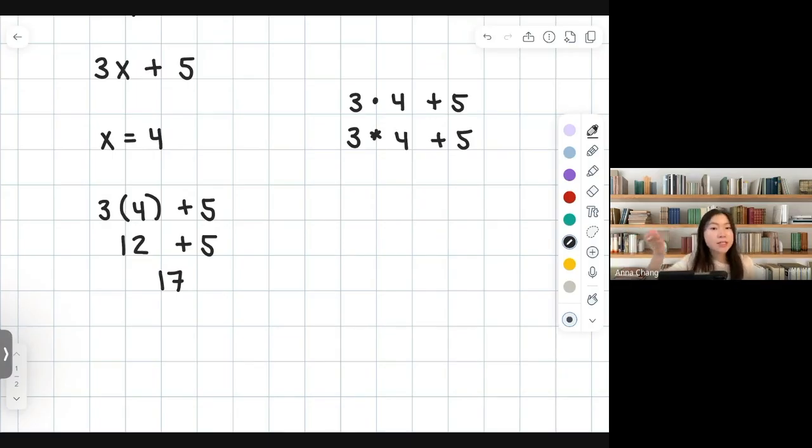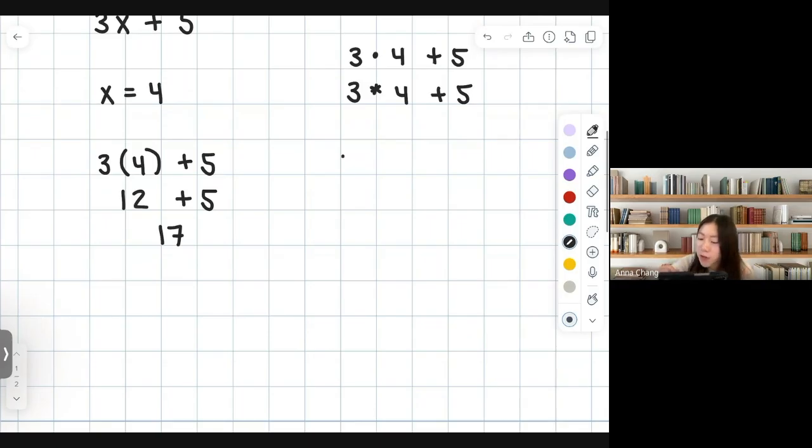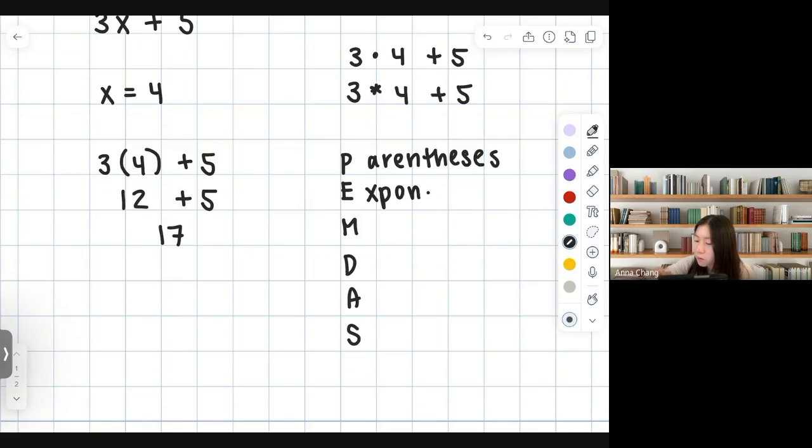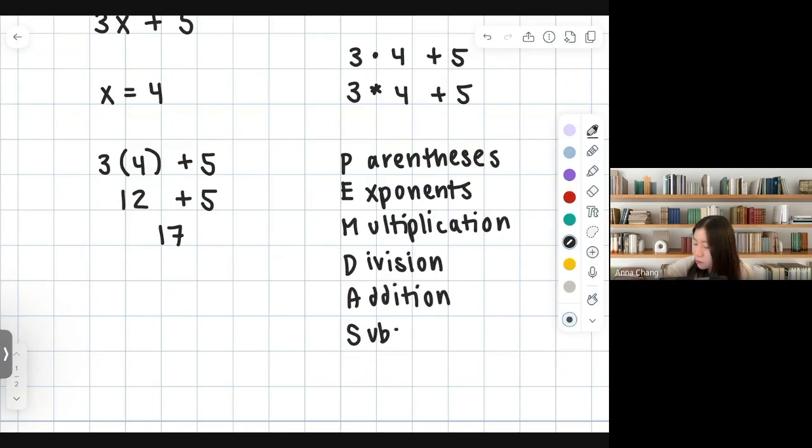So evaluating expressions is simply a matter of replacing the variable with its given value and following the order of operations. Let me remind you of what that is. The order of operations is often written as PEMDAS. Here, the P stands for parentheses. The E is exponents. The M is multiplication. The D is division. The A is addition. And the S is subtraction.